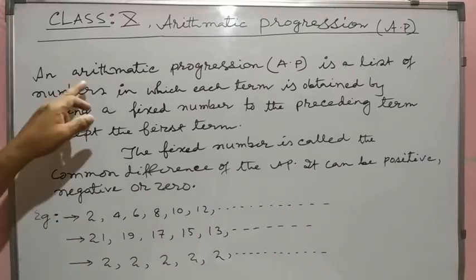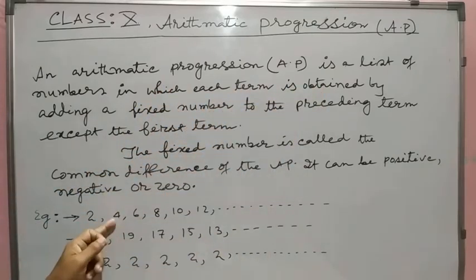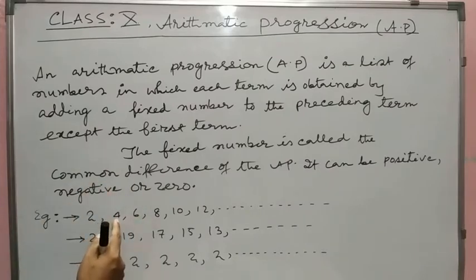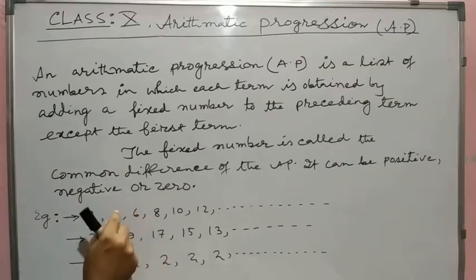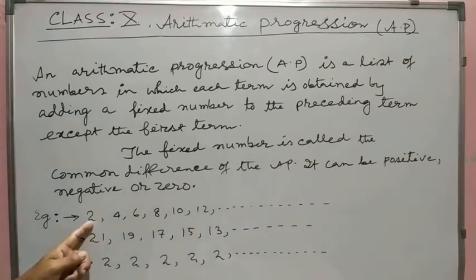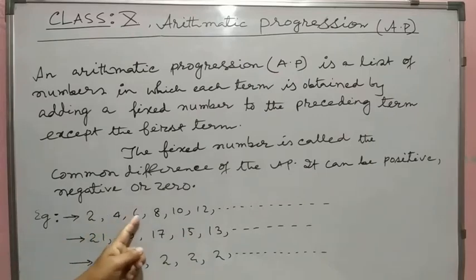So that is why an arithmetic progression is a list of numbers in which each term is obtained by adding a fixed number 2 to its preceding term. If we want to get 4, its preceding term is 2, so we have to add 2. To get this 6, we have to add 2 to its preceding term. And so on we get, except the first term. The first term is fixed. So this is in AP because each term is obtained by adding the fixed number 2 to its preceding term.